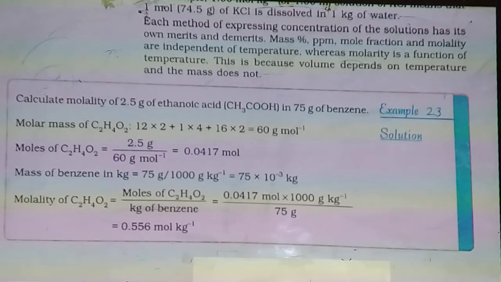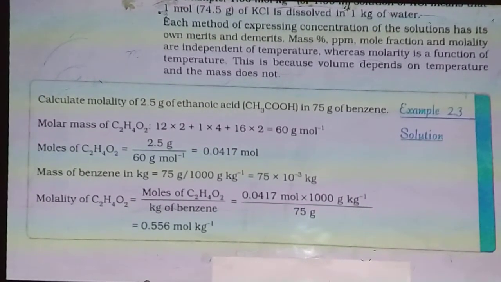2.3. Calculate the molality of 2.5 gram ethanoic acid in 75 gram of benzene.